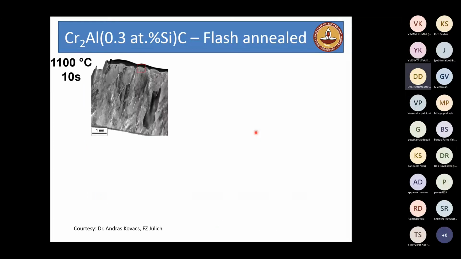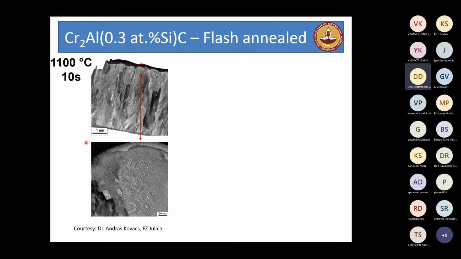Now, further, if you look into the sample in the annealed condition and magnify this, you can see there are tiny nanoscale precipitates present in a specified direction across this entire lamellar volume. Now, what are these precipitates?